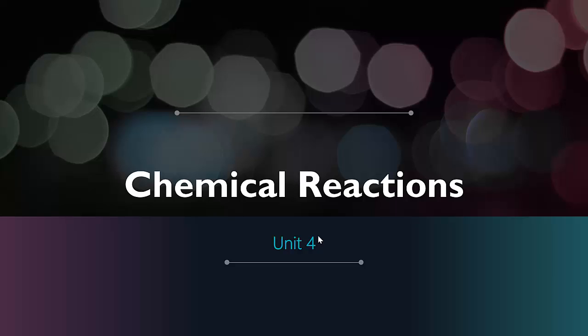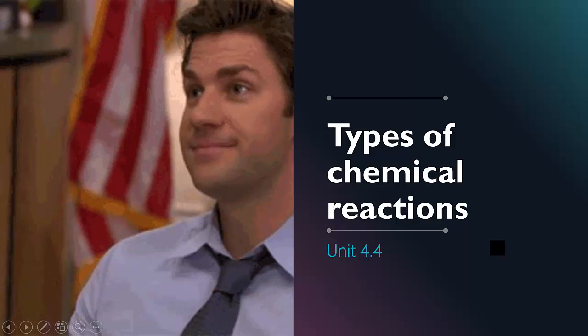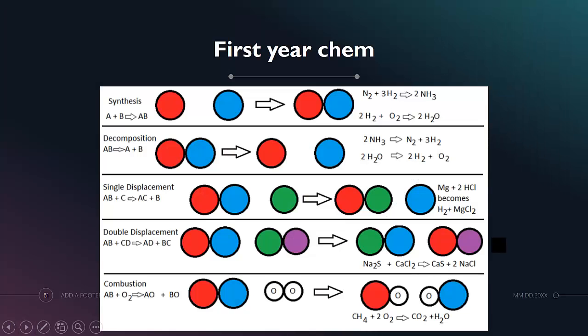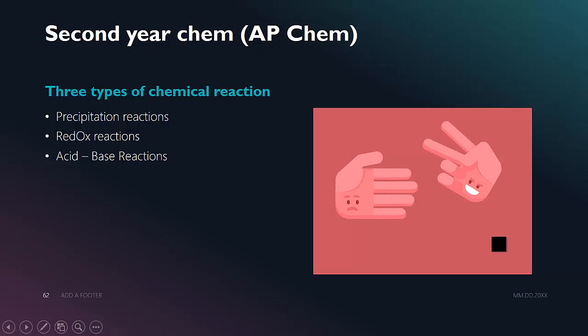Welcome back, AP Chemistry students, to Unit 4 Chemical Reactions. Today we'll be talking about Unit 4.4 Types of Chemical Reactions. Now, in first year chem, we go over 5 different types of chemical reactions. However, in AP chemistry, we say there are only 3 types of chemical reactions.